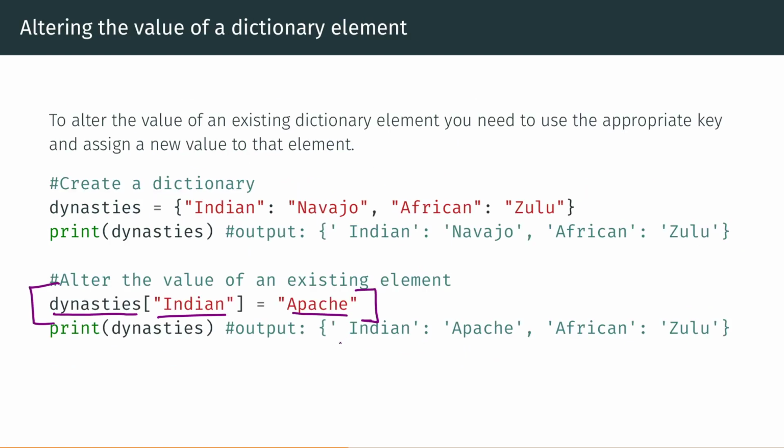So in order to change the value of an element, all we do is use the square bracket notation. The name of the dictionary, the square bracket, and within the square bracket we specify what the key is, and we say equal to, that's the assignment, and then the value. That's how we change the values of a dictionary.